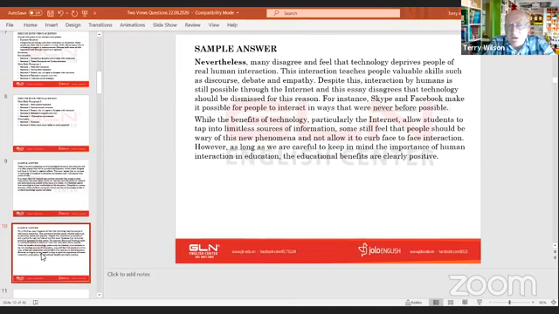And then we move to the conclusion. So we have a summary sentence in the conclusion. And then we have the writer's opinion, which view the writer thinks is the best of the two. So the structure is very simple.